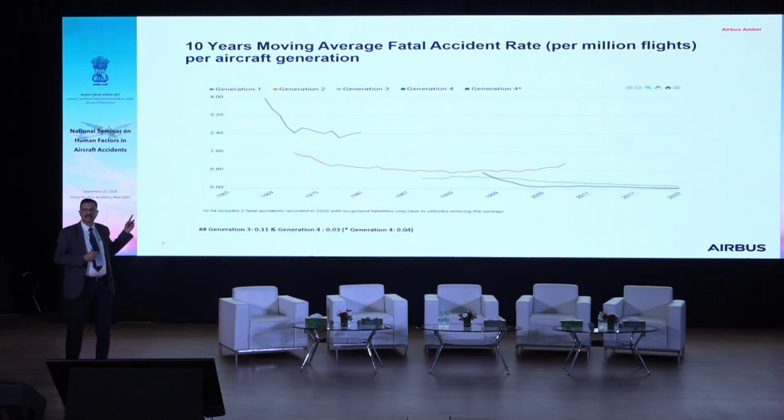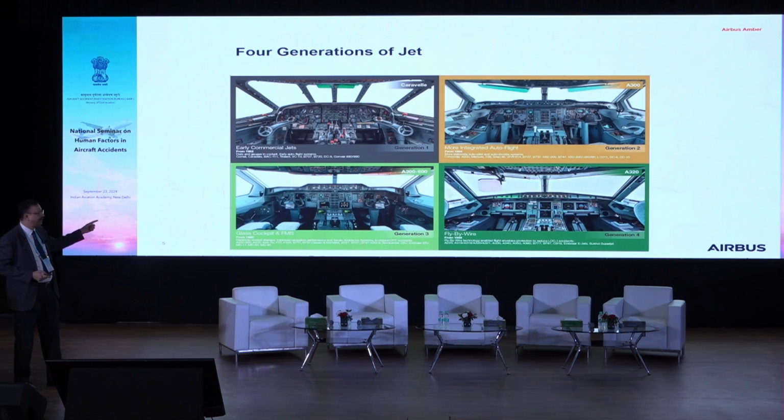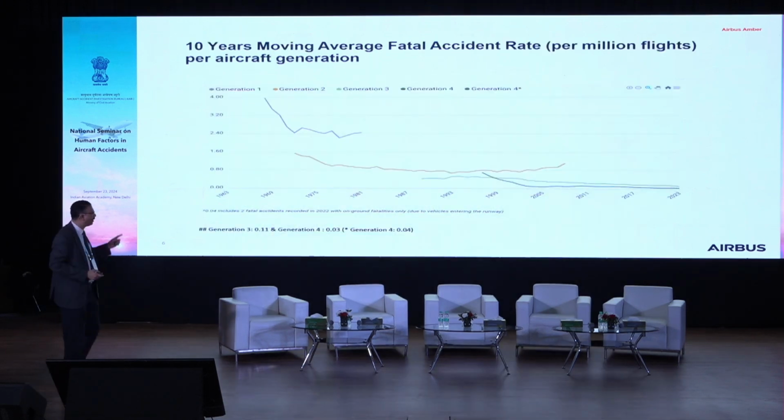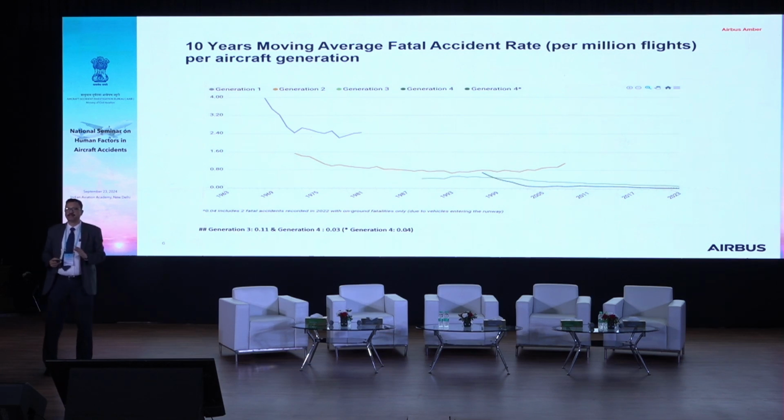Now, this particular slide becomes important because it tells you the rate of accidents between generation 1, 2, 3, and 4. If you look at this, the one sitting on top is generation 1 aircraft. You can see the rate of accidents there. Then subsequently generation 2, generation 3, and generation 4. You can clearly see that with the technology being brought into the flight deck, the accident rates have reduced. However, our endeavor as Airbus is to constantly keep enhancing the technology so that the flight crew keep getting supported to make the right decisions.